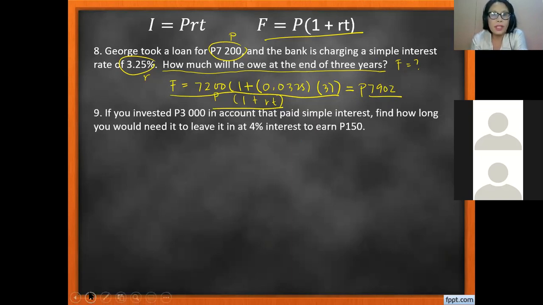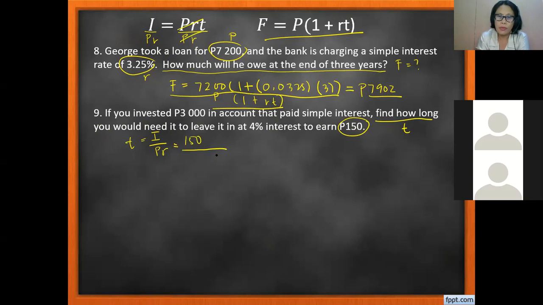So if you invested 3,000 pesos in an account that paid simple interest, find how long you would need to leave it in at 4% interest to earn 150 pesos. So how long? This is solving for time. So we can solve for time using this one. So we will just divide both sides here by PR for us to isolate T and cancel PR on the numerator. So your T is equal to I over PR. So substituting the given, this is interest all over the principal amount, which is 3,000 pesos times T.